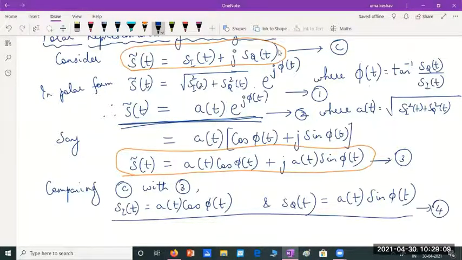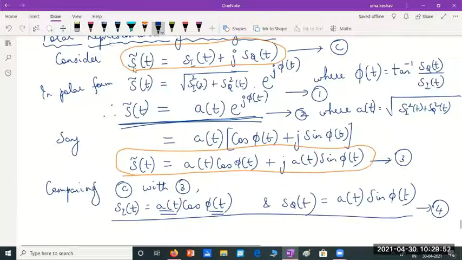In other words, both the in-phase and quadrature phase components of the given signal will contain the natural envelope and the phase of the given bandpass signal. So the given bandpass signal has an envelope A of t and a phase phi of t. So the in-phase and quadrature phase components will also have the amplitude and phase of the given bandpass signal. So let's try to get the representation for the bandpass signal now.